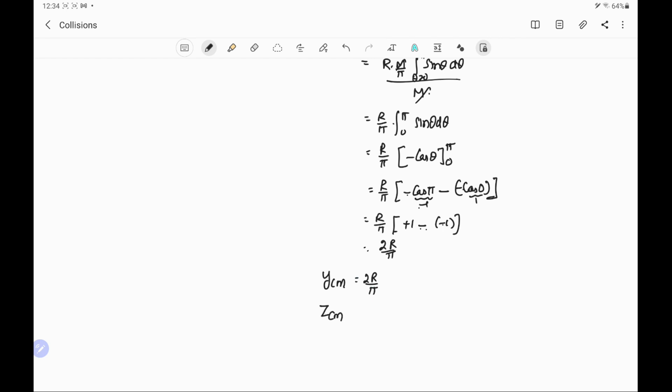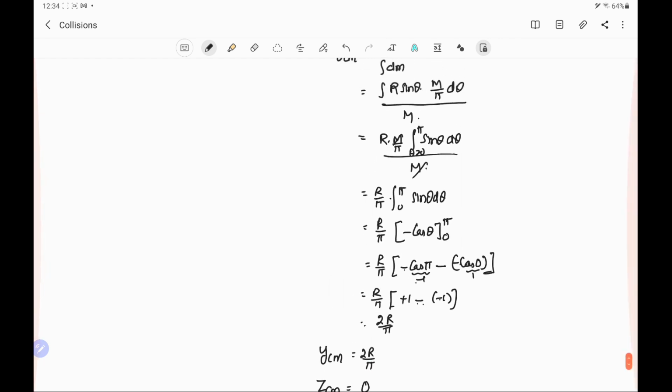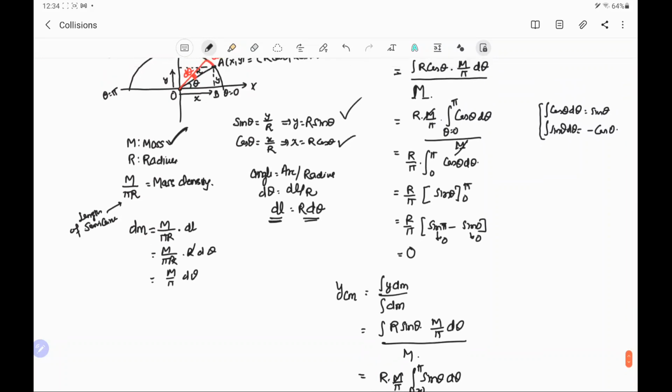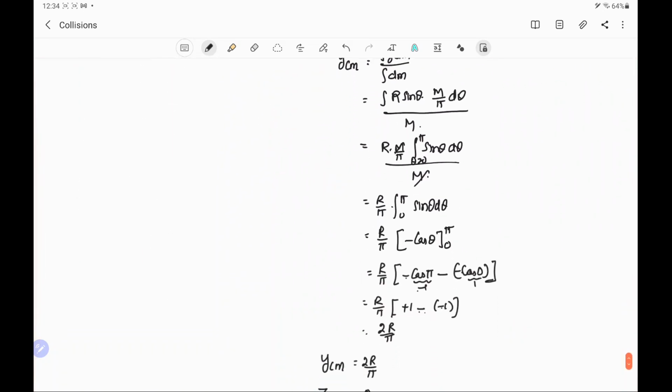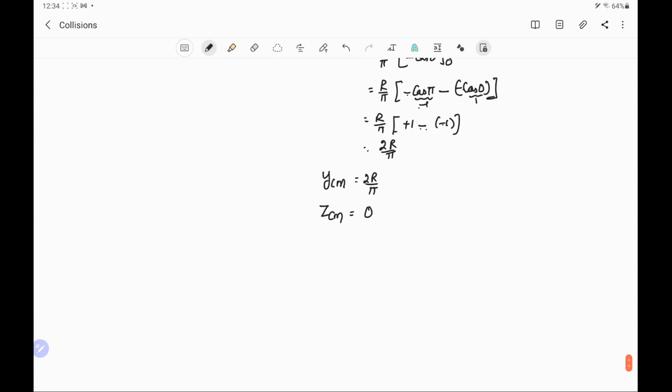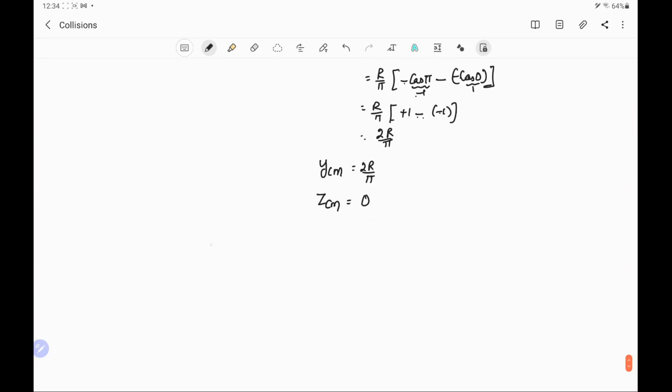And z center of mass, we can say it is 0 because no mass is along the z-axis. That means the distance of the elementary mass along the z-axis is 0. Therefore, the coordinate of the center of mass along the z-axis is 0. Hence, the center of mass of the semicircular wire is 0, 2r by pi, 0.